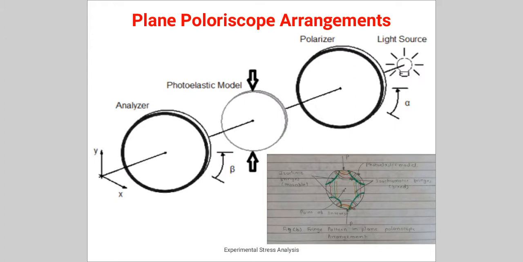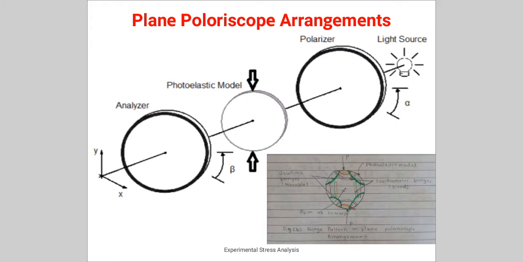Some of the fringes are present at the top side, some at the bottom side, in the form of half circles. Then on the right side and the left side, some fringes are present in the form of vertical lines. All the fringes have different colors. So why do they have different colors?